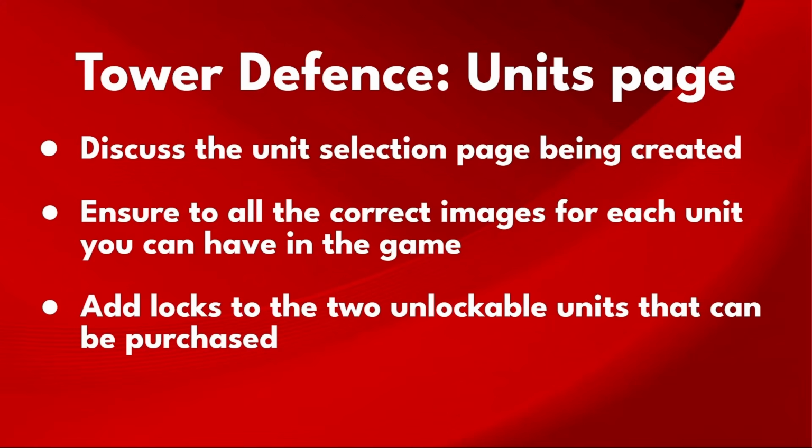In this section, we're going to get started creating the unit selection page. First thing we'll do is discuss the unit selection page being created. We'll then ensure to add all the correct images for each unit type you can have in the game. Last thing we'll do is add in some locks for the 2 unlockable characters you can purchase with coins. Now let's go ahead and jump right in.